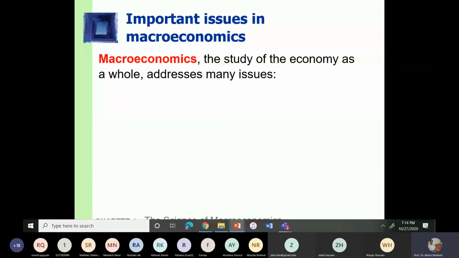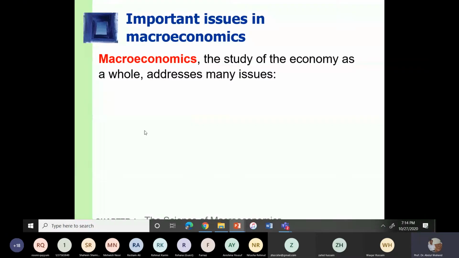Okay, in microeconomics we study the part of the economy. We discuss individual consumption, individual production, and the output of an individual firm. But in macroeconomics we discuss the economy as a whole. So we discuss aggregate production, and we discuss aggregate consumption.